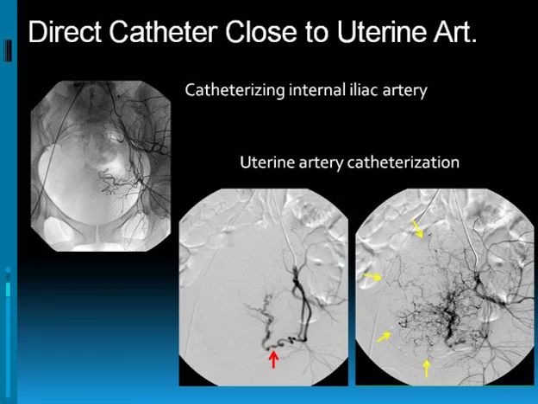And then the bottom two images show us getting close to the uterine artery itself. The bottom middle image with the red arrow points to the uterine artery, and then the yellow arrows, rather, on the right image show the very hypervascular fibroid that has a lot of blood vessels going into it, and that's a fairly large fibroid in this particular case.